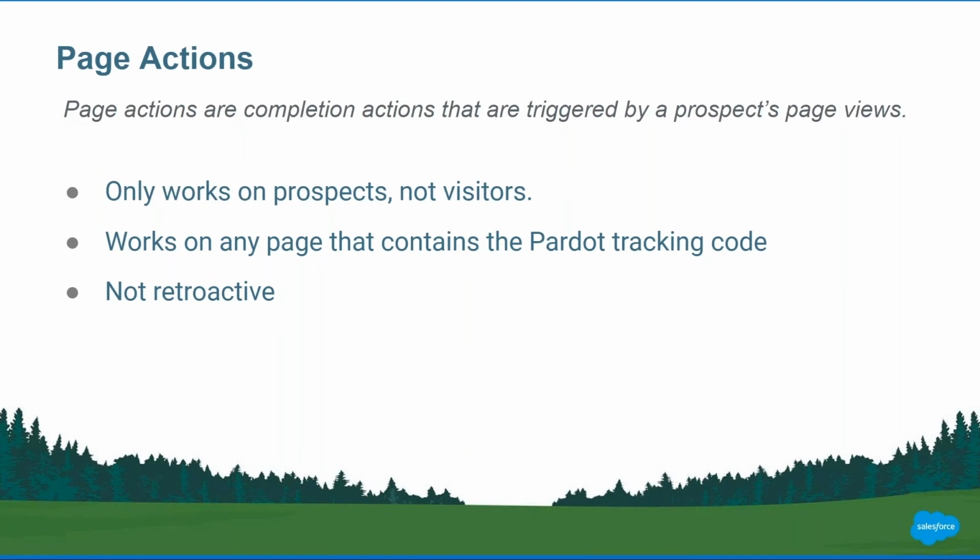Now, page actions and completion actions do not actually have criteria. They're just listening for any actions that may happen with any Pardot asset. But the actions that they have are independent of one another, meaning there are actions you can trigger solely on completion actions, but not on page actions, and there are page actions that may not be available with completion actions.